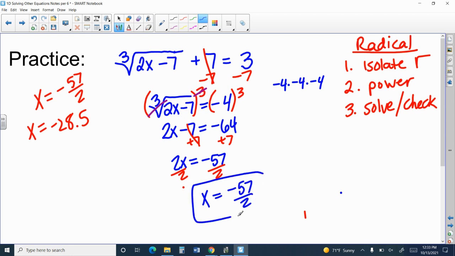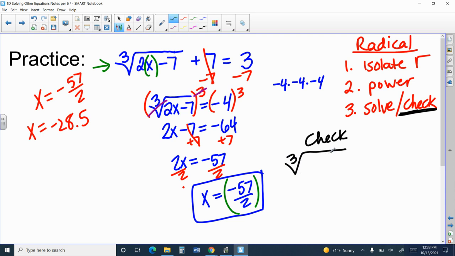Now I want to show you how to check our answer on the calculator, because obviously that saves us time. When I'm checking, I'm plugging this in for x, and you always want to plug it into the original equation. So here's what it looks like: cube root of 2 times negative 57 over 2 minus 7, that's under the radical, and then the plus 7 is outside the radical, equals 3. So I plugged the x in here.